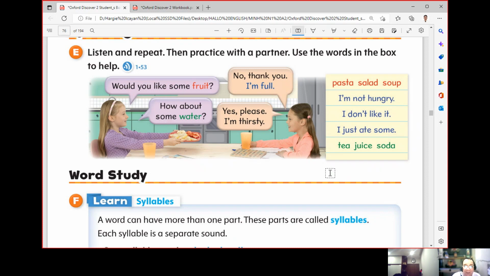Okay, ready? Would you like some fruit? No, thank you. I don't like. Okay. How about some juice? Oh, you will be the one to do this. Okay, go. How about some juice? Yes, please. I'm thirsty. Now, we can change. Actually, we can change the words in here by the words in the box. Did you understand, Min?